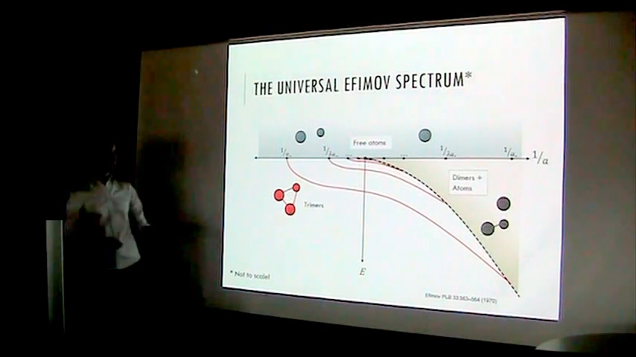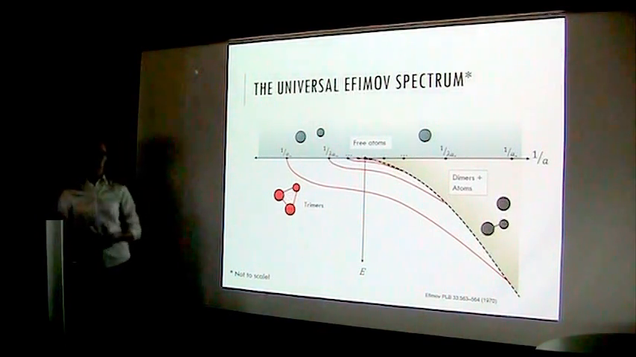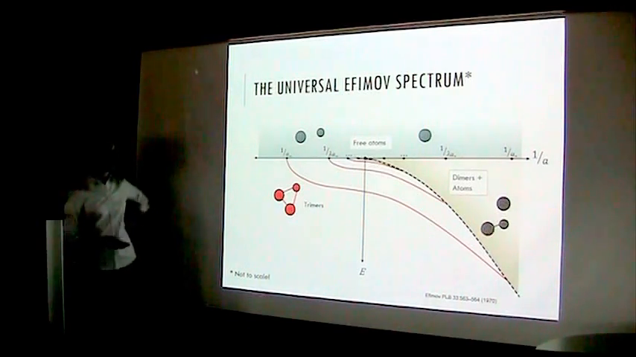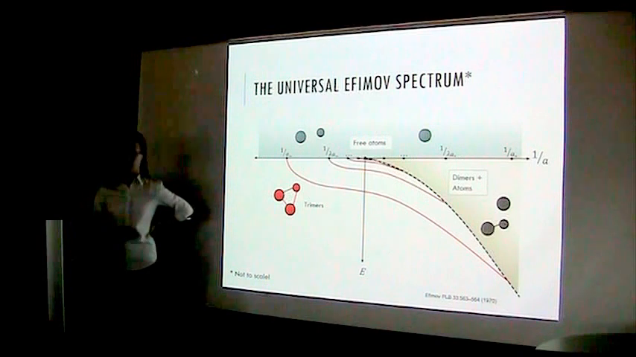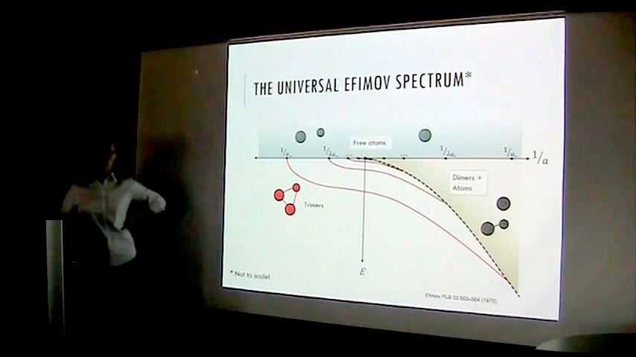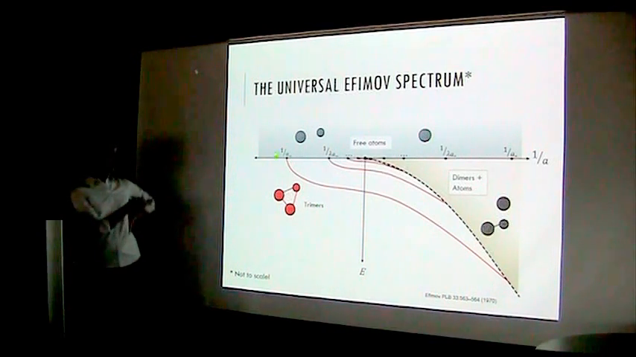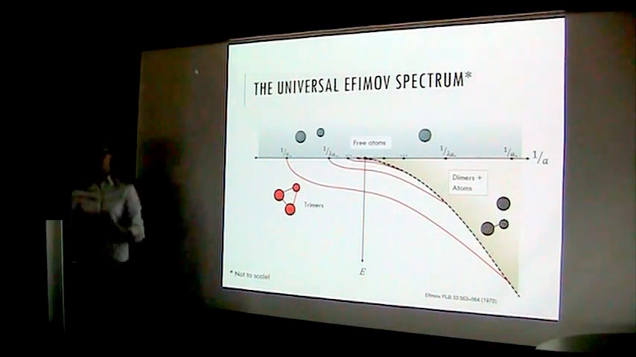And this remained an esoteric prediction of theoretical physics for about 40 years until some people in a cold atom system were actually able to measure signatures of these states near Feshbach resonance. And the way these states work is, because they're so weakly bound, they're very difficult to measure directly, but we can see their echoes.